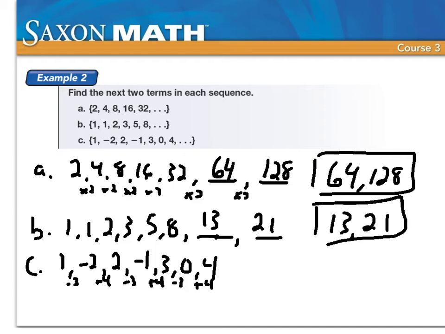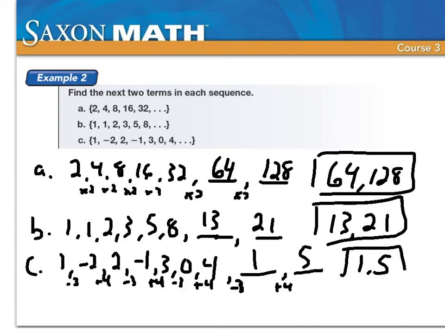So I think I've got our pattern figured out here. We're going to take away 3 next, so 4 minus 3 is 1. Then I'm going to need to add 4 to the pattern. And 1 plus 4 is 5. So my next two terms are 1 and 5.